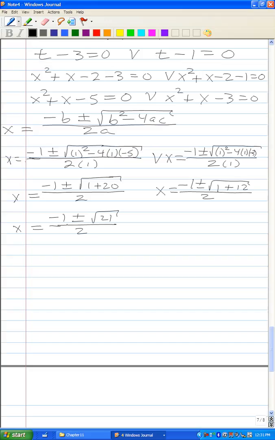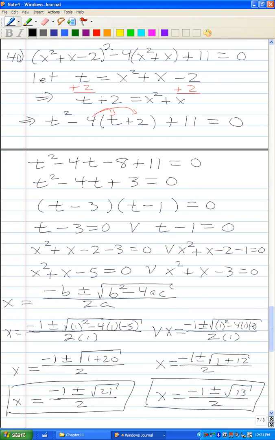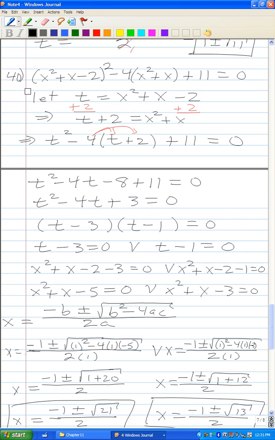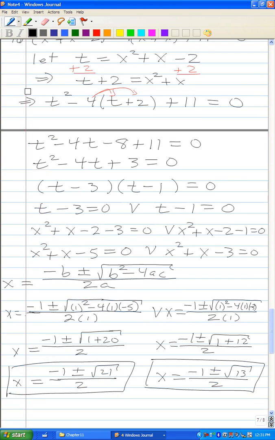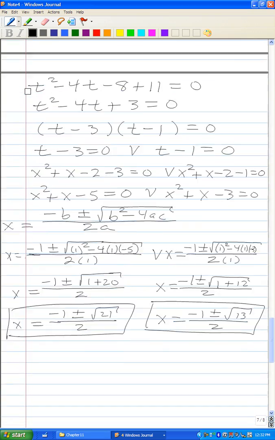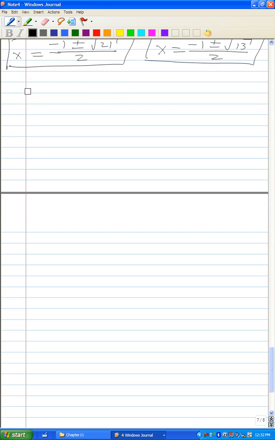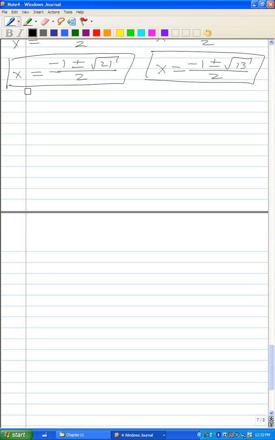That gives me two solutions. x is equal to negative 1 plus or minus the square root of 13 over 2 gives me an additional two solutions. So I have 4 solutions in total. And so this was a fourth degree equation, and so I found all 4 solutions. So that's 40. Let me do problem number 42.